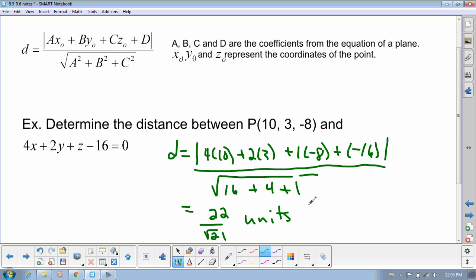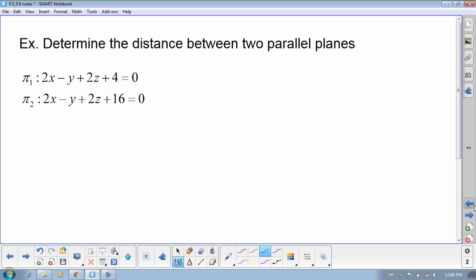So very much a plug and play situation. So as long as you have the scalar equation and a point, you can find how far apart those items are. Unfortunately, it's not always as easy as per usual. So what happens if we have 2 parallel planes? Well, it's not that much harder. If we have 2 parallel planes, any point on one plane will be the same distance on the other plane.